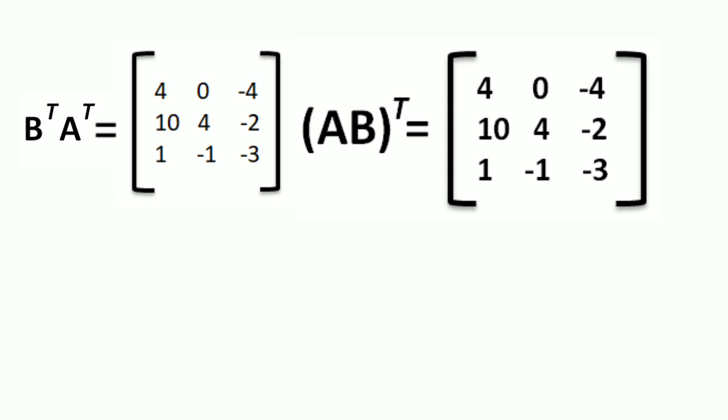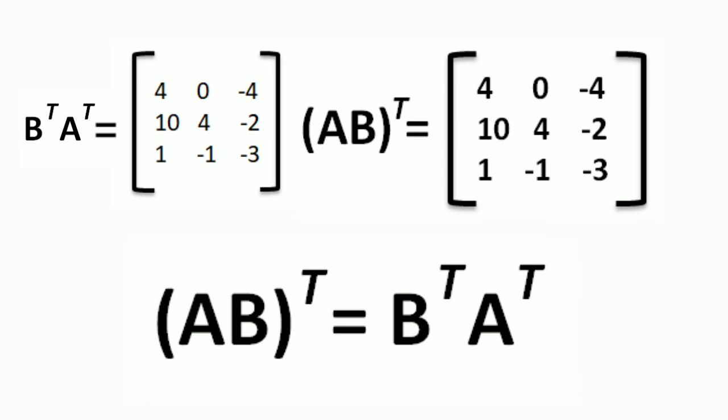We can see B transpose A transpose and AB transpose are the same. We can now say they are equal.